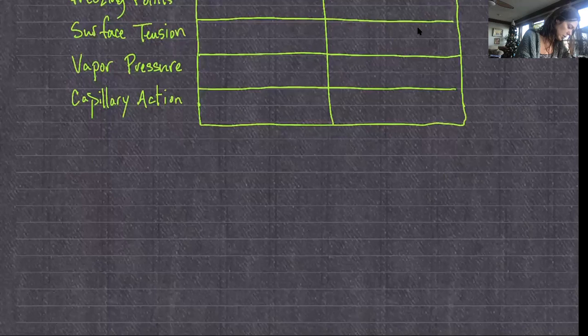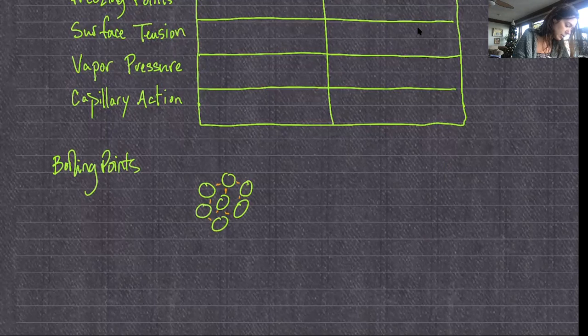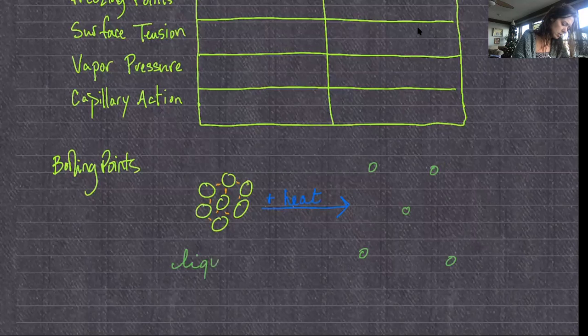Now let's talk about boiling points, right? Boiling points. What happens when we boil? Well, you know that we've got a liquid that has some attractive forces, right? They are there. They're not as strong as they would be in a solid. And we know that if we add heat to that liquid, then what's going to happen? The intermolecular forces are going to be overcome, and we're going to have a gas. Okay?